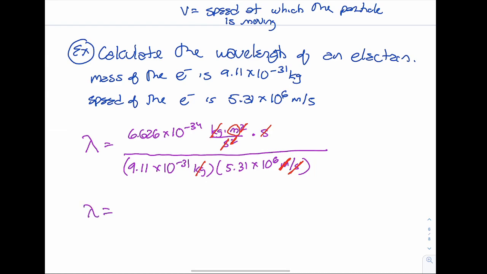So my wavelength, grabbing my calculator here. I hope you guys will do the same and play with me. So let's type it in. And I end up that the wavelength of my electron is 1.37 times 10 to the negative 10th meters. I have 3 significant digits in that answer.